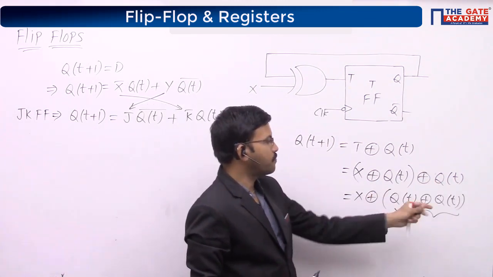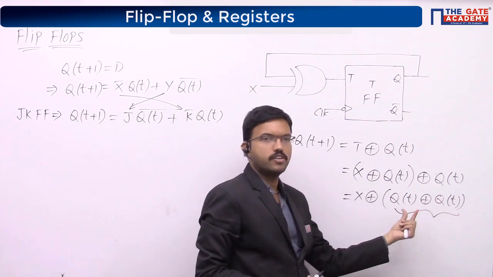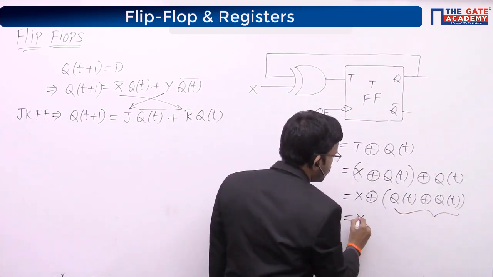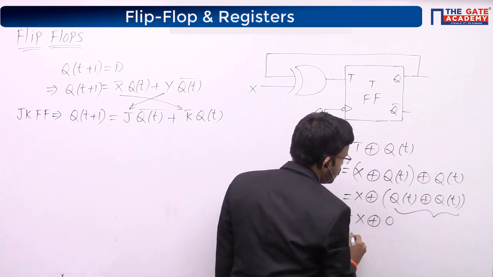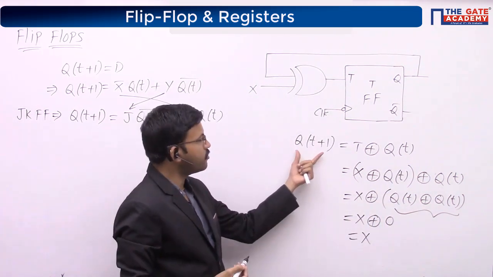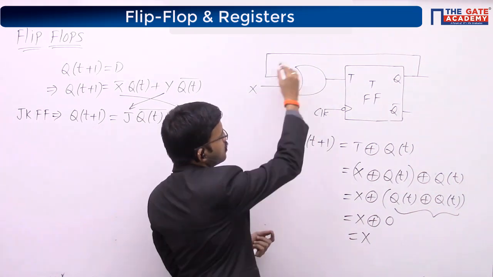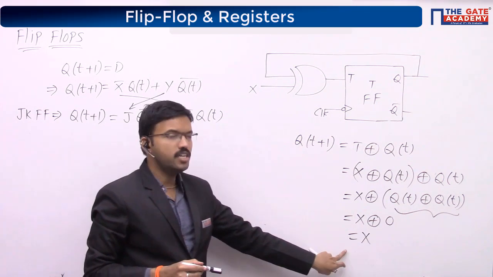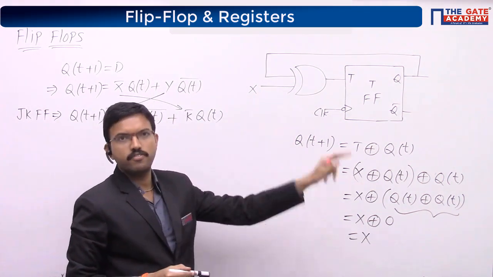If both are the same, like if this is 0, this is 0, or if this is 1, this is 1, like that, here it will be 0. X exclusive OR 0. What is this value? Right? That means if X equal to D, then Q of t plus 1 equal to D. That means this particular circuit is a D flip-flop. If X equal to D, then this circuit is a D flip-flop.